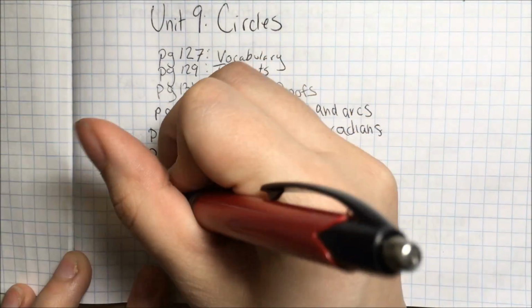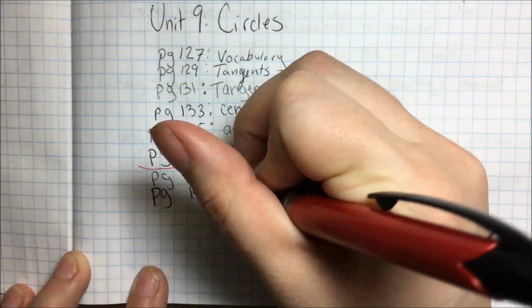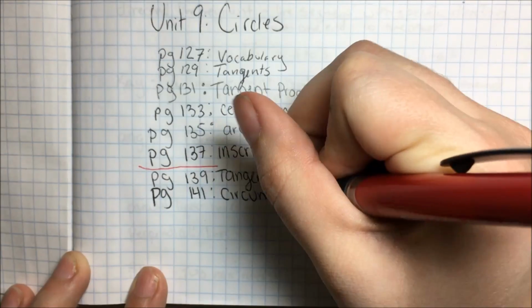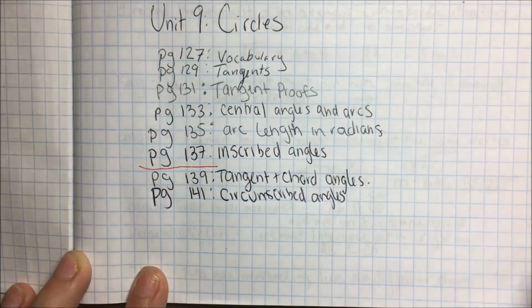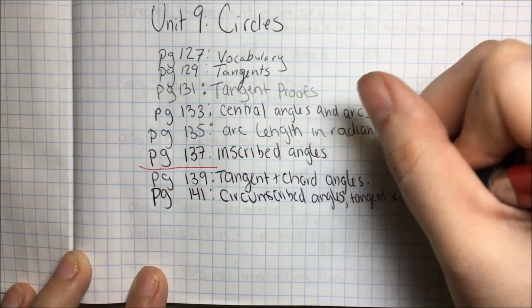So today we're going to be on page 141. It's called Circumscribed Angles. And it's also Tangent-Secant angles.